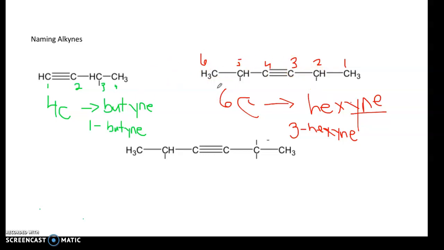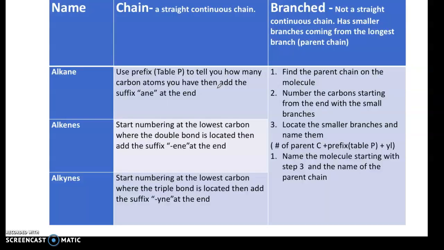Now let's move on to the branch. That's what I wanted us to focus on. So we did the chains. We learned how to do that. Go back and watch each example if you need assistance. But now we're going to be focusing on the branch, right? So the branch is not a straight continuous chain. It has smaller branches or smaller links or carbons reaching out from the longest chain.